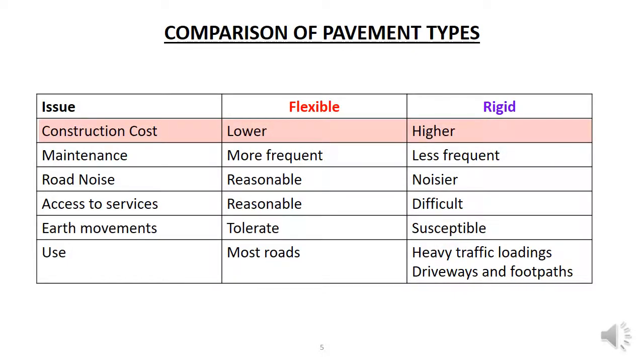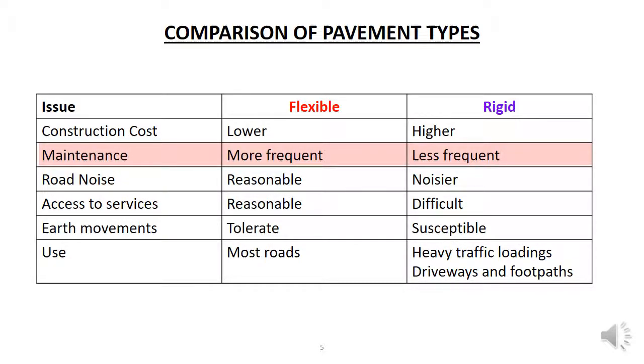Looking at construction cost, rigid pavements are more expensive to construct than flexible pavements, as reinforcing steel and concrete cost more than the aggregate used for flexible roads. A minimum rigid pavement costs about $100 to $250 per square meter to construct, whereas a minimum thickness flexible pavement costs about $20 to $25 per square meter.